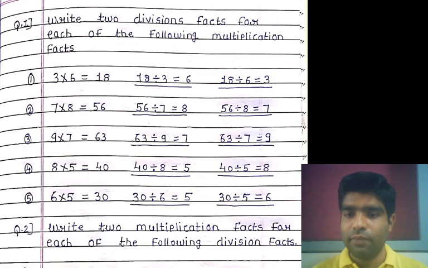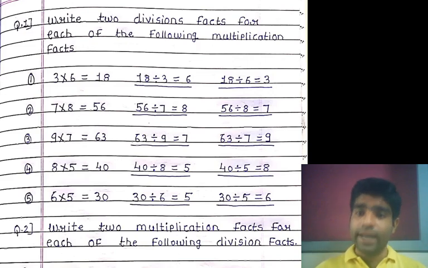Same, start from the second example. It will be 7 multiplied by 8 is equal to what? 56. Here 56 divided by 7 is equal to what? 8, because 7 eights are 56. Same way it will be 56 divided by 8, because 8 sevens are 56.